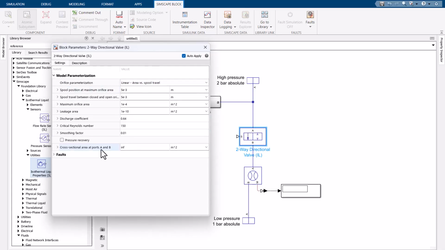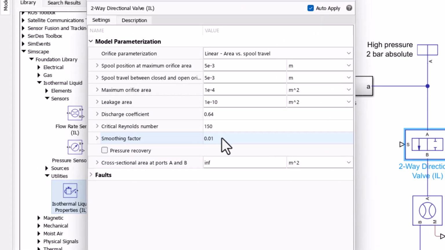And there are all the different options here, we are going to leave most of them unchanged. For example, the smoothing factor, we don't need it right now, or the critical Reynolds number and the discharge coefficient. I'm going to talk about them later. And by default, the cross-sectional area is set to infinity. And I'm going to leave this one unchanged too. But the first option I'm going to talk about is the spool position at maximum orifice area.